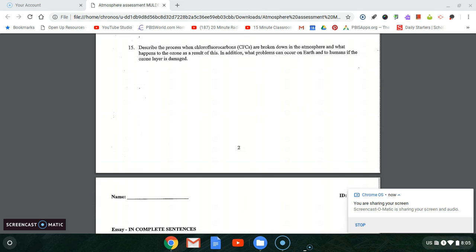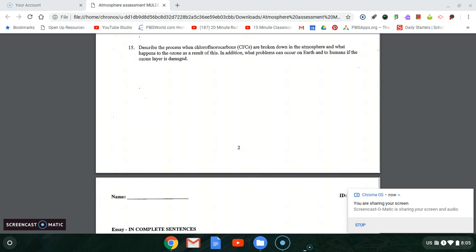Number 15. Describe the process when chlorofluorocarbons, or CFCs, are broken down in the atmosphere and what happens to the ozone as a result of this. In addition, what problems can occur on Earth and to humans if the ozone layer is damaged? You need to answer several questions in this answer.